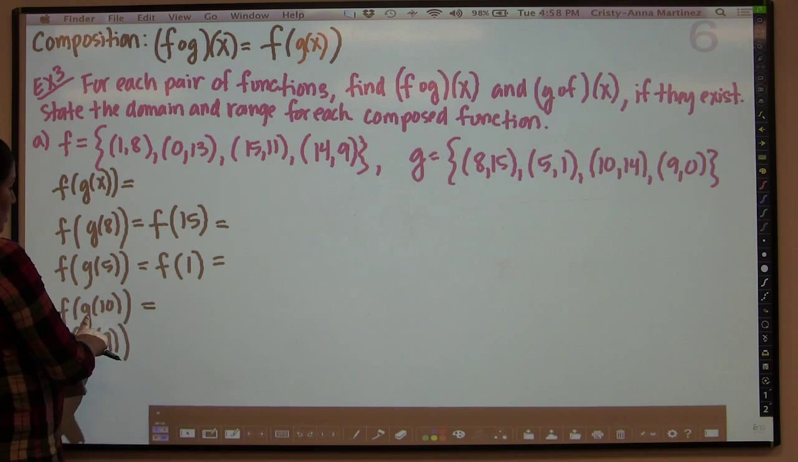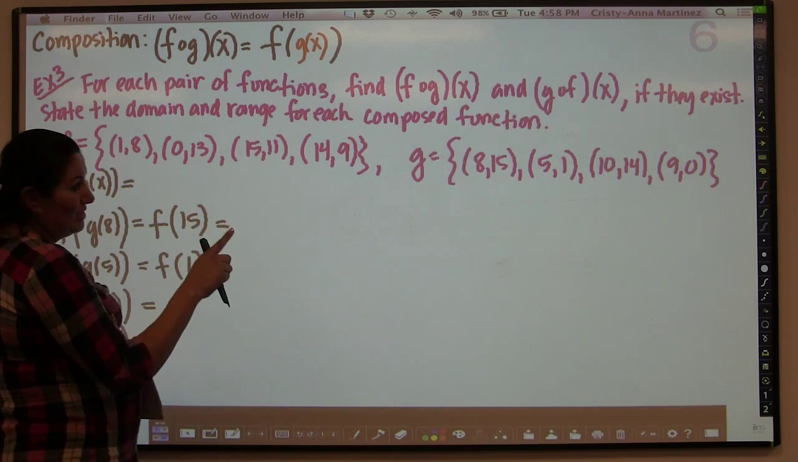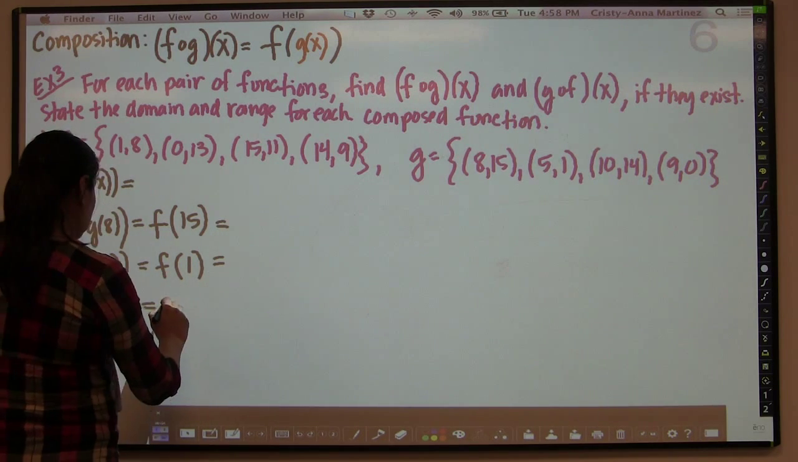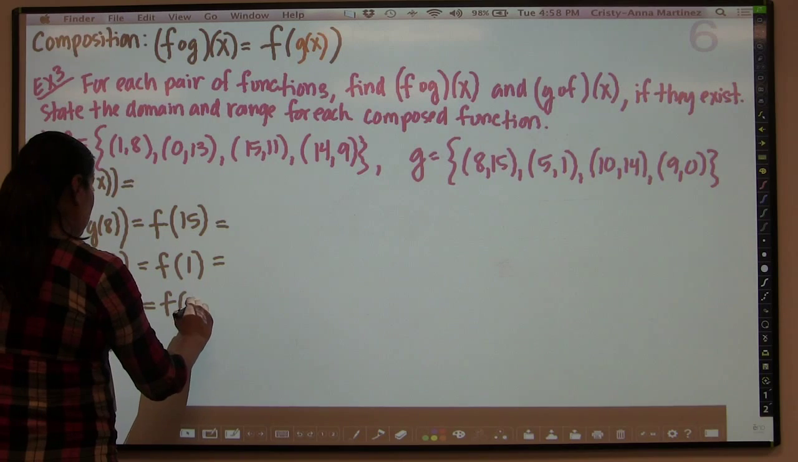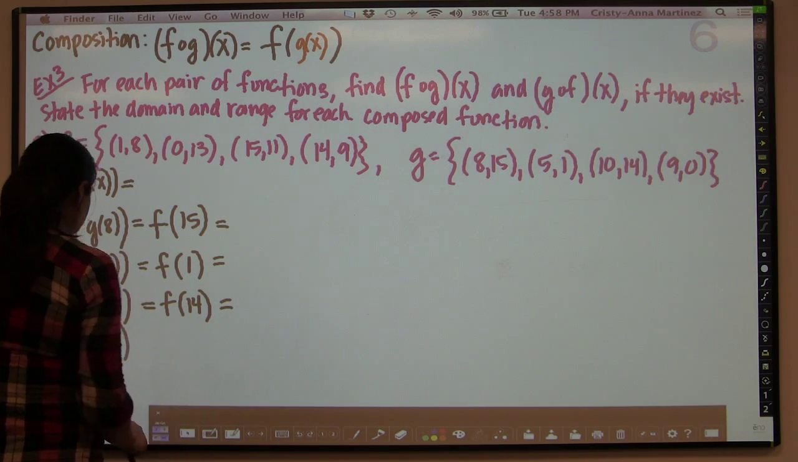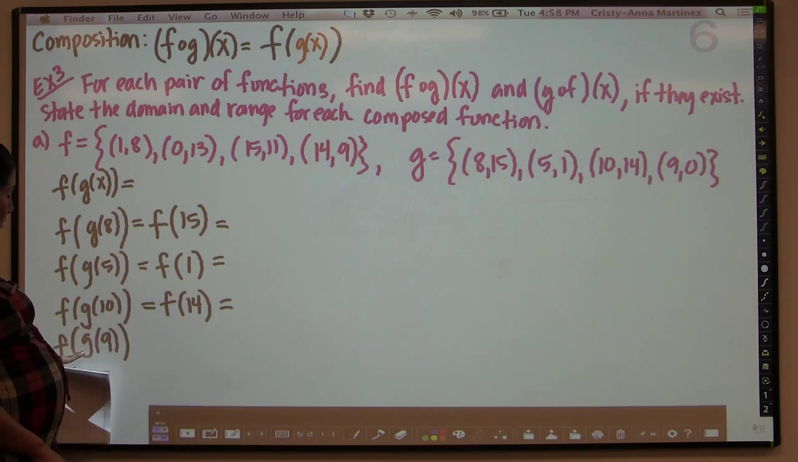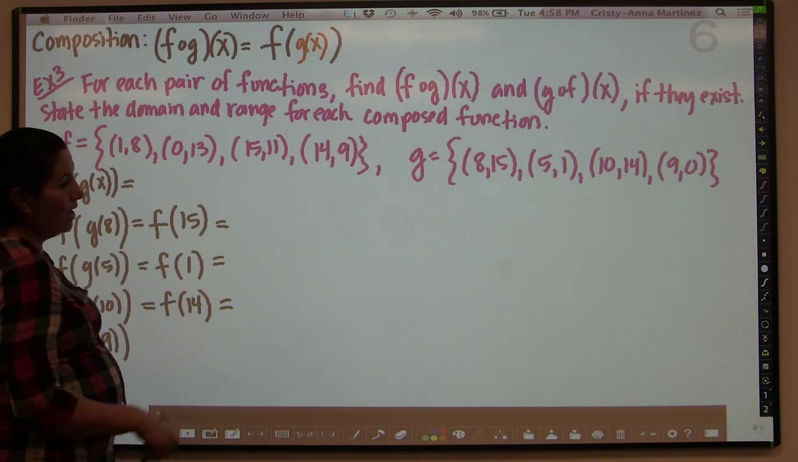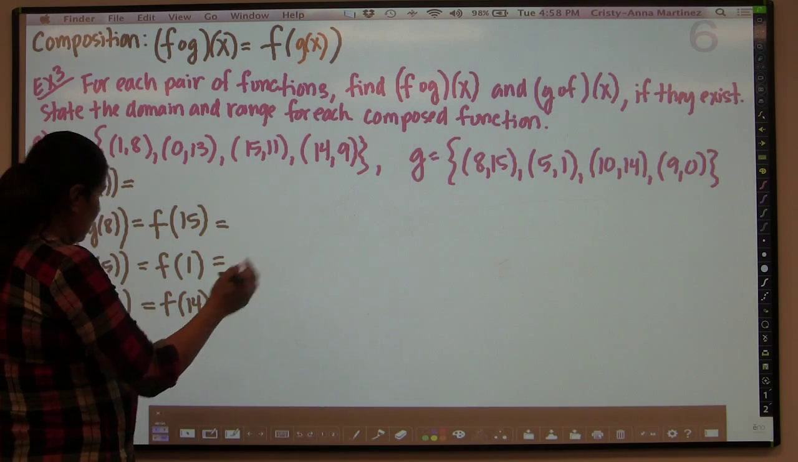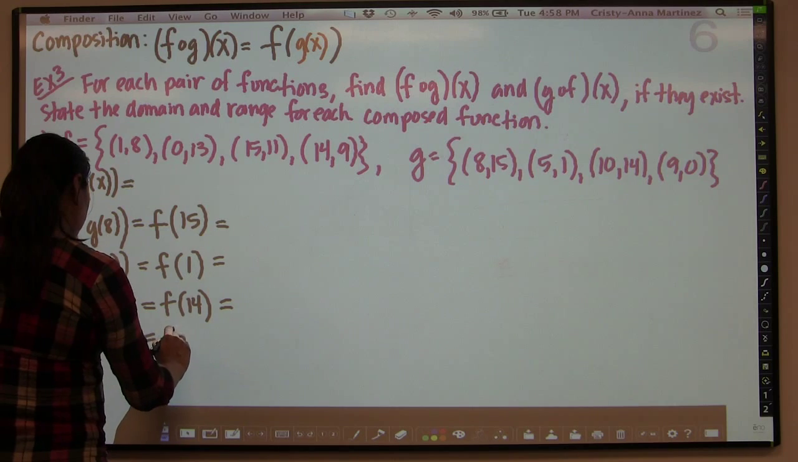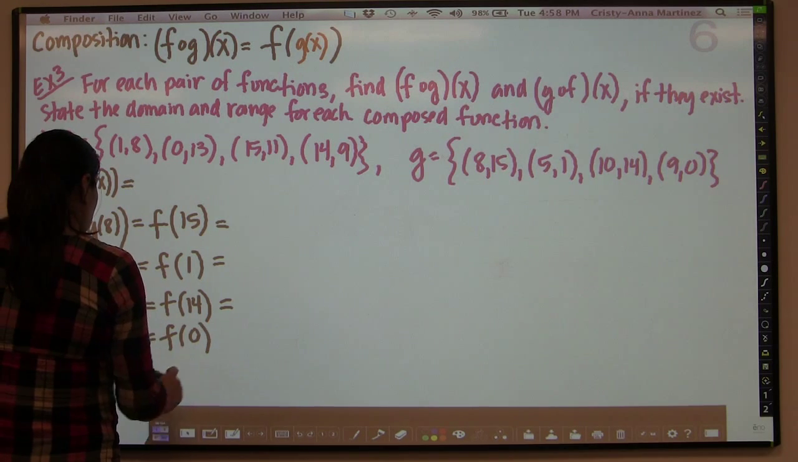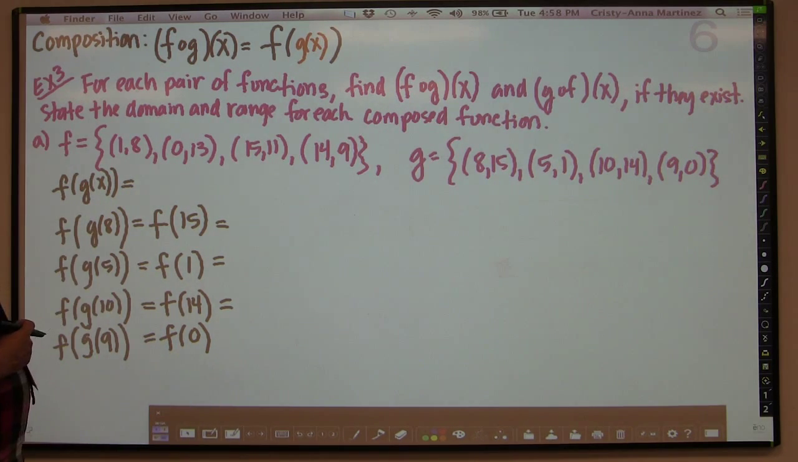Same thing here. What is the value of the g function when x is 10? When x is 10, the value of the g function is 14. So I replace g of 10 with 14. In the last one, what is the value of the g function when x is 9? The value of the g function when x is 9 is 0. So I'm going to replace g of 9 with 0, and now I'm looking for f of 0. Now it doesn't seem so hard.